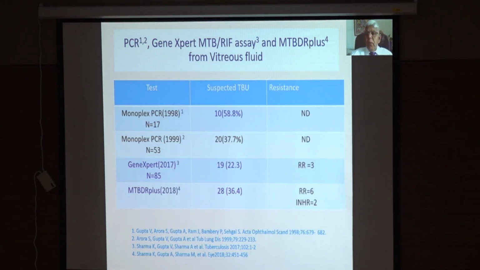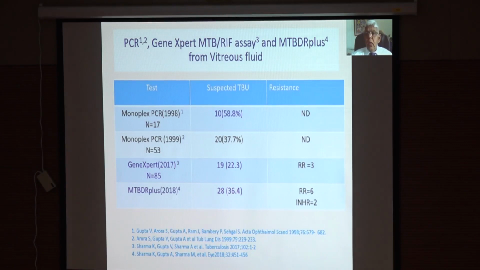In subsequent years, reports from elsewhere in this country have also shown that it's not a very highly sensitive technique. In fact, the majority of places in the world now do not do a PCR for diagnosing TB uveitis.